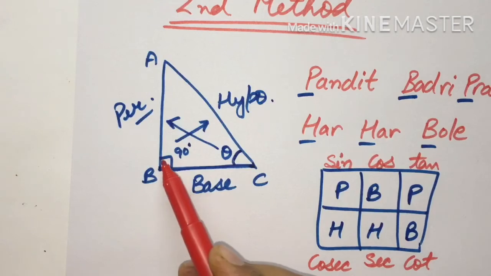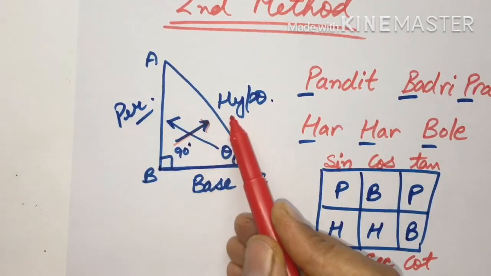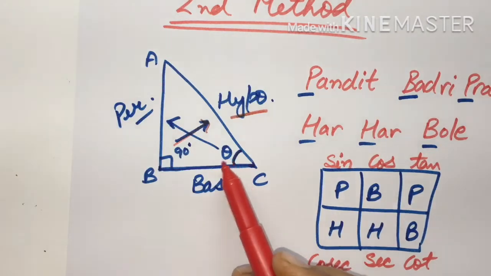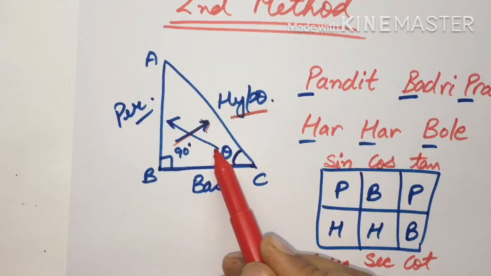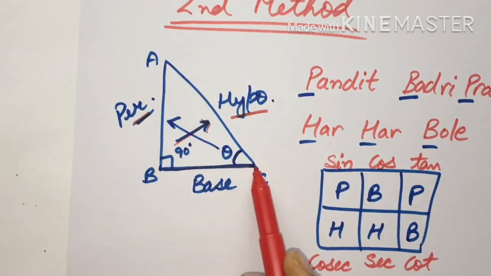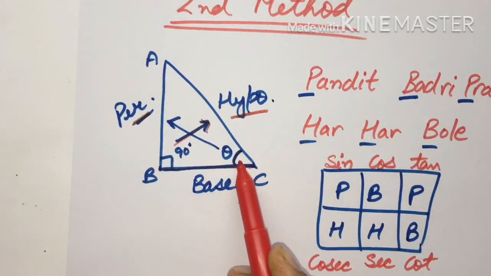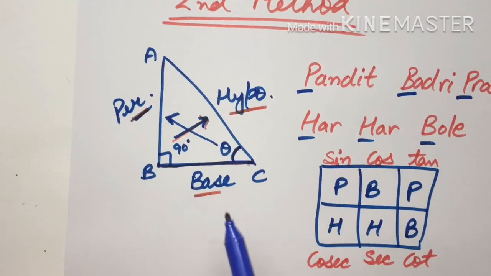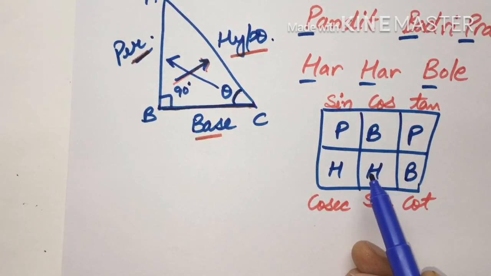One more time I will tell you: opposite to 90 degrees is the hypotenuse. Opposite to the reference angle, which angle we want to take, is the perpendicular, and the side along with the reference angle is always the base. Now we know which side is hypotenuse, perpendicular and base. Now we can use this table.